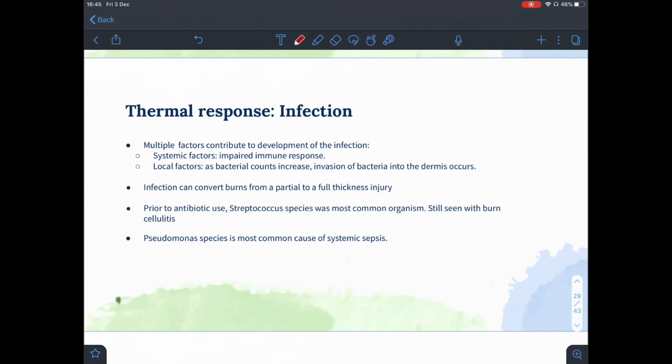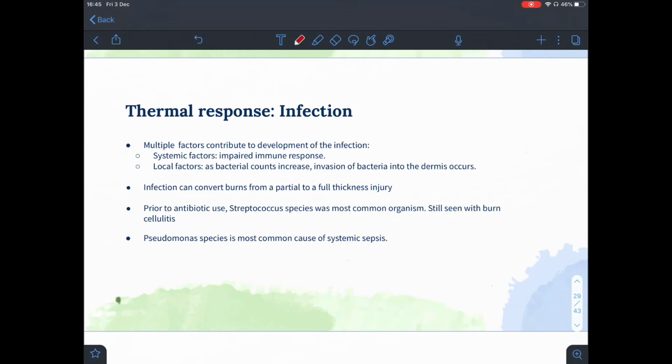And then infection. So multiple factors will contribute to the development of infection, like impaired immune response, or the patient being immunocompromised, whether from medication or from diseases. Local factors like increased bacterial count, invasion of the bacteria into the dermis. Infection can convert a burn from a partial to a full thickness injury, because we will do debridement and may reach deeper layers of the skin.